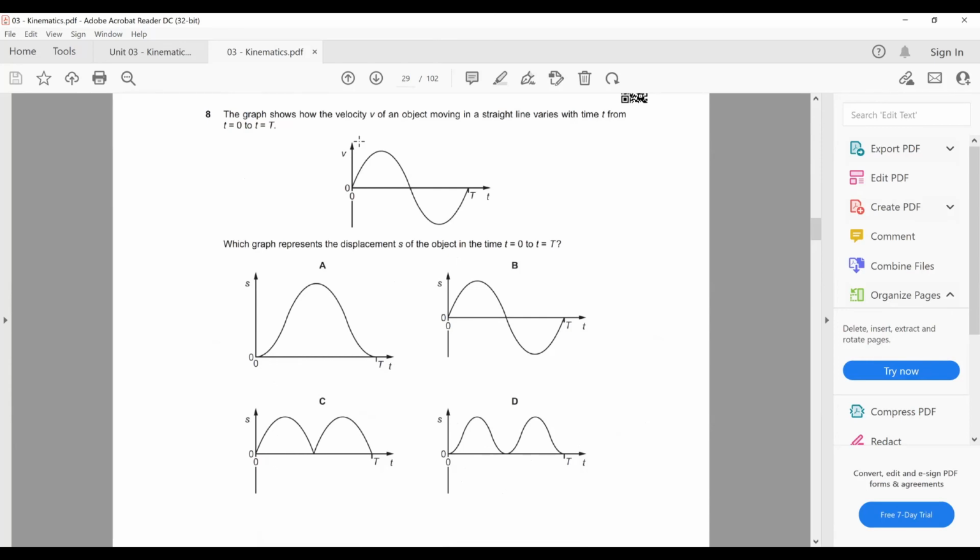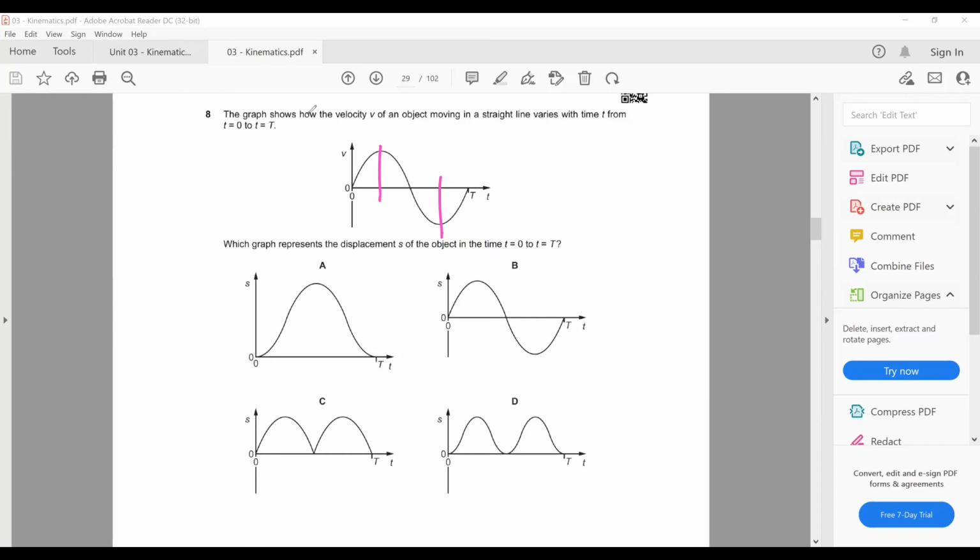Right, let's just see this one. Now, the methods that I mentioned to you just now, you can try and apply them to this example here.